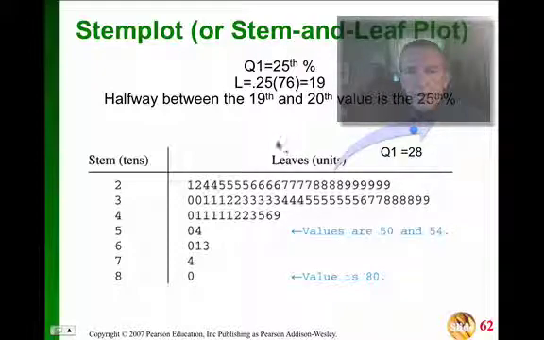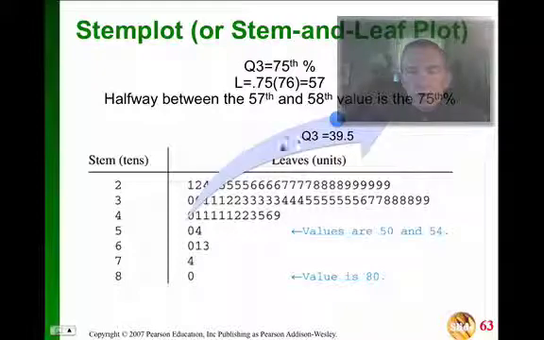For Q1, we did our calculation again: 25 over 100, 0.25 times 76 equals 19, so the 19th and 20th values. They both happen to be 28-year-olds. So the average, giving us Q1, is 28. For Q3, we take 0.75 times 76, which is 57, so the 57th and 58th location values, and that happens to be 39 and 40 years old.